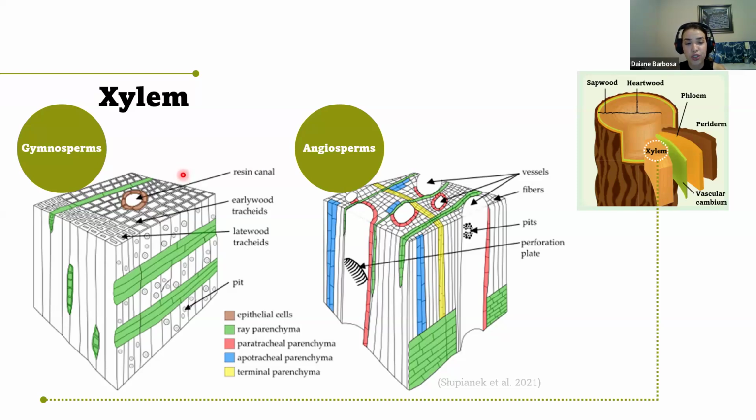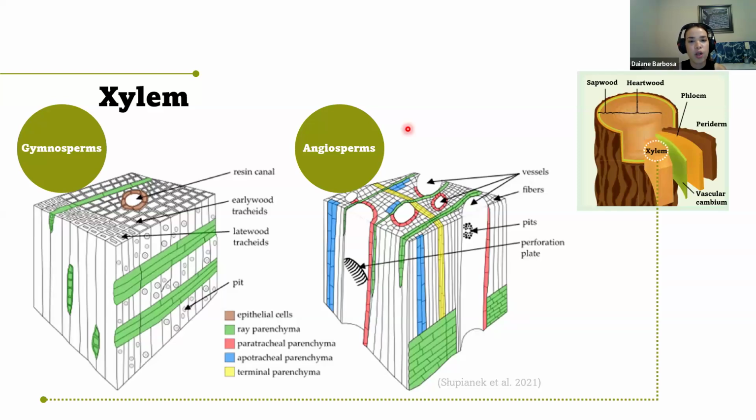The first big difference is the kinds of cells in these two groups, because in the gymnosperms, the most part of the wood tissue is formed by tracheids, a kind of cell that performs the three functions in the wood: the support, the storage, and the transport. And in the angiosperms, we have specific cells for each one of these functions.